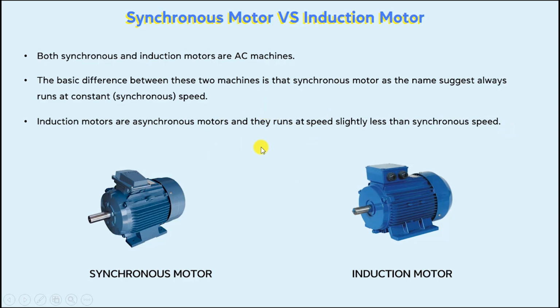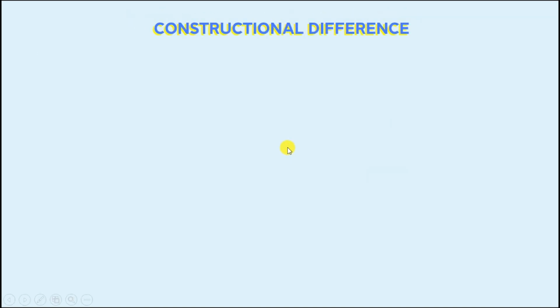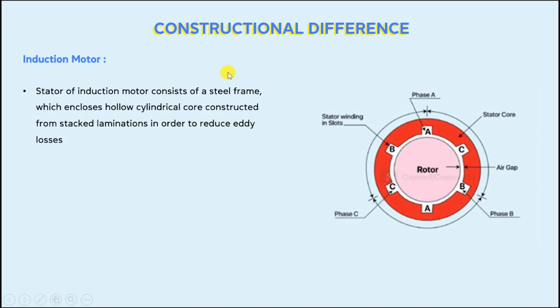Now let's discuss the other various differences of synchronous motor and induction motor. First of all, we will talk about the constructional difference. The stator of an induction motor consists of a steel frame which encloses a hollow cylindrical core constructed from stacked laminations in order to reduce eddy current losses.